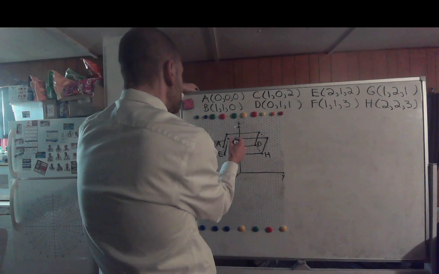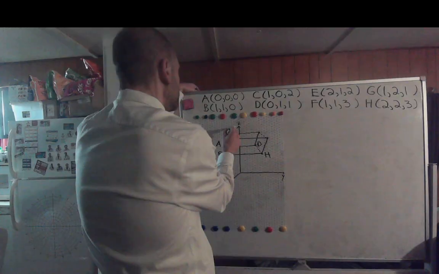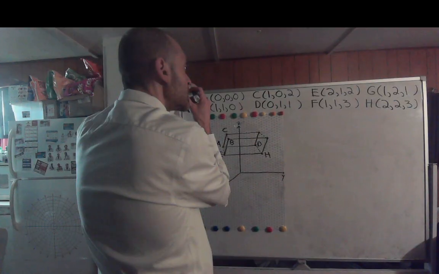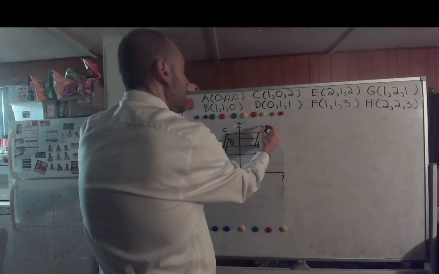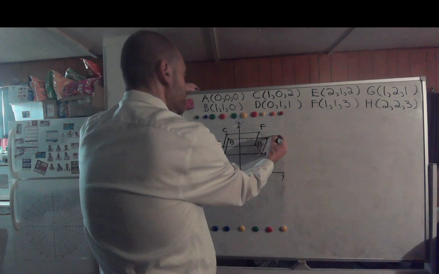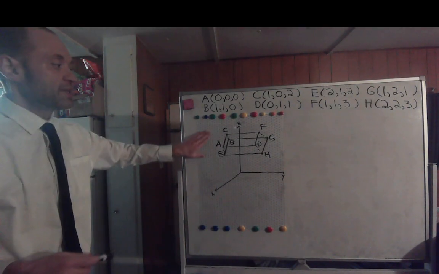I'll put B right here. I'll end up putting C right here. I'll put F here. Good, and then we'll put G right here. Okay, good. I got all the points plotted. I just wanted to make this make sense.